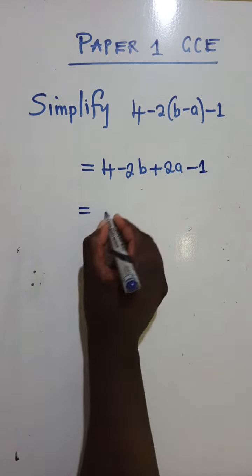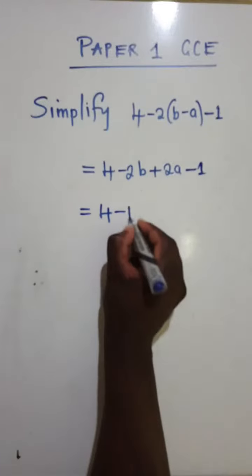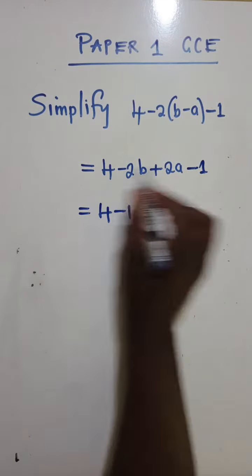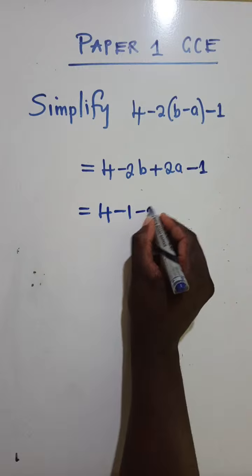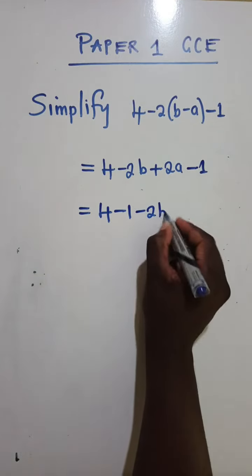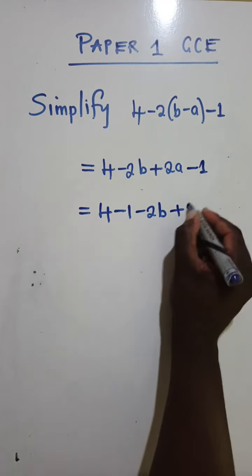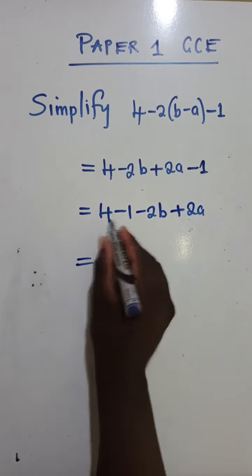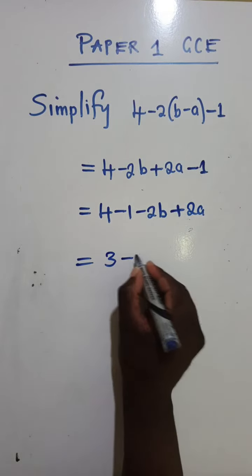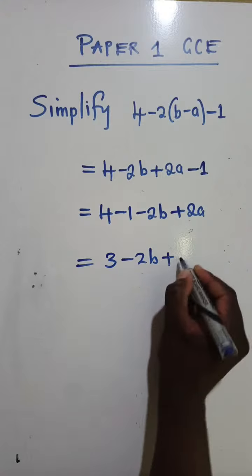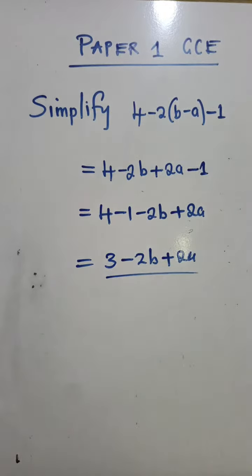From this stage, we can now group the like terms. This is what we're getting. A 4 will move with a number without a letter, that's a negative 1, minus 2b plus 2a. From here, we can say this is giving us 3 minus 2b plus 2a. And this is our answer. Is it clear? Is it okay here before we go to the next question?